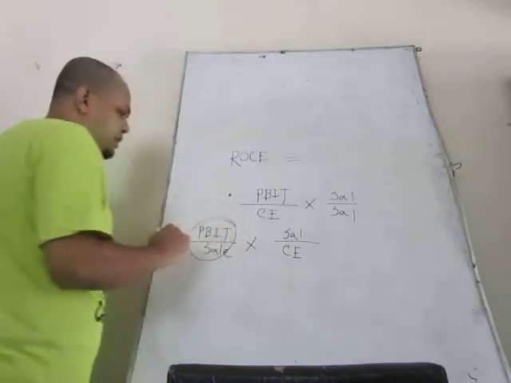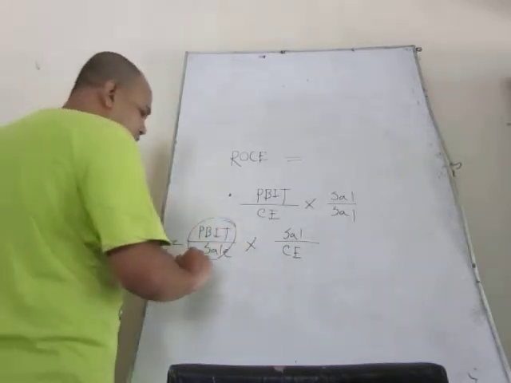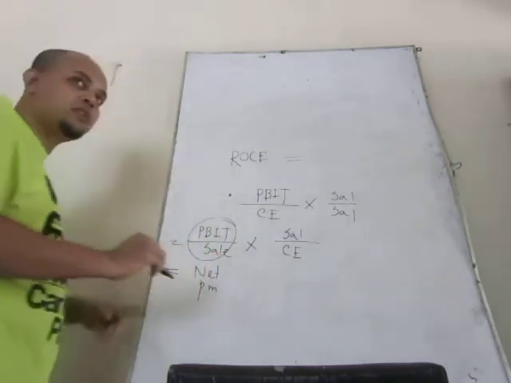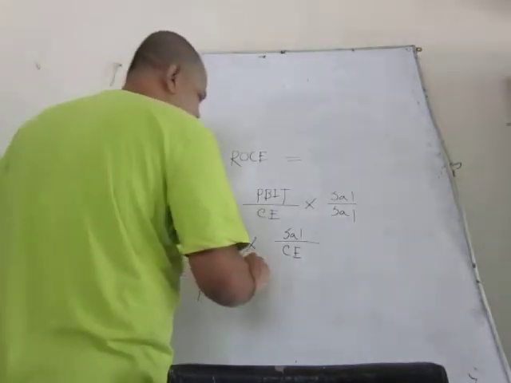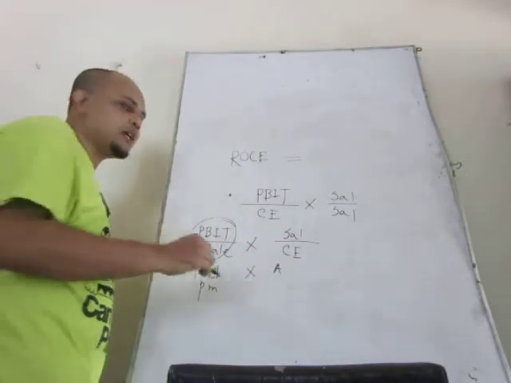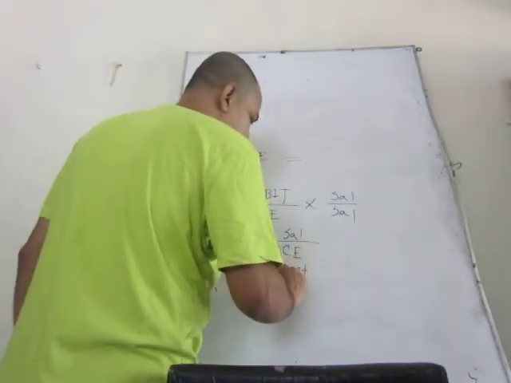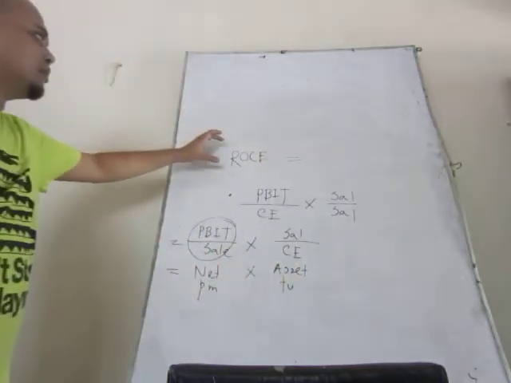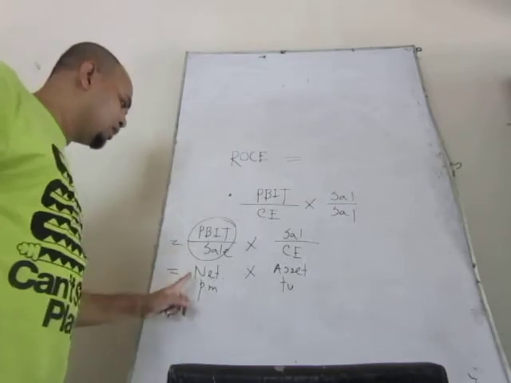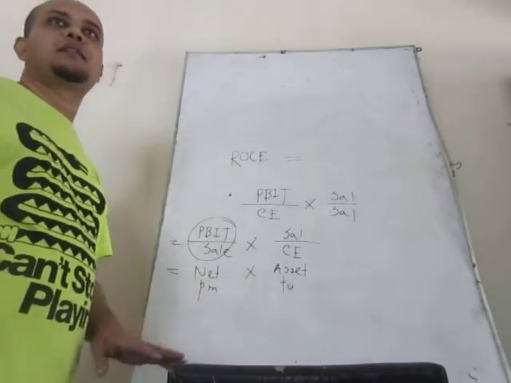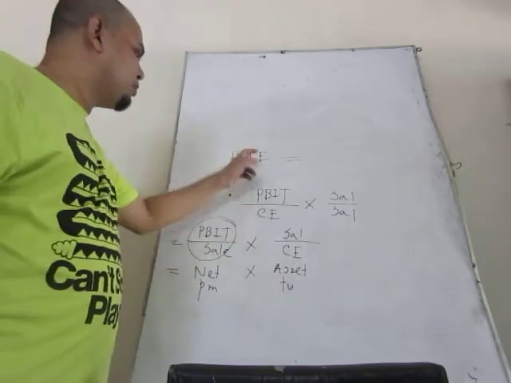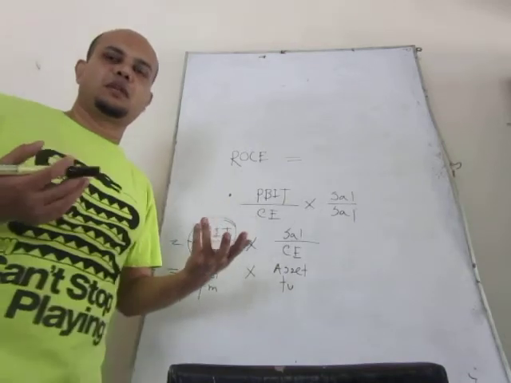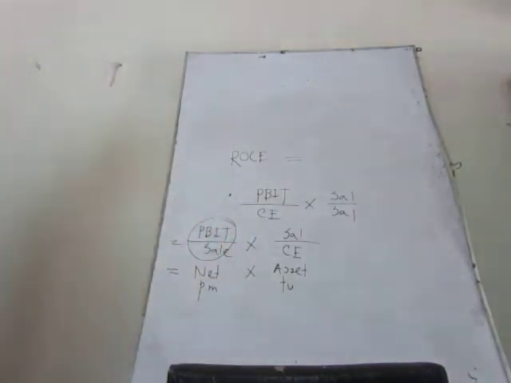We can write down the same thing. This profit before interest and tax divided by sales is called net profit margin, which we have already discussed. And this is the asset turnover ratio, sales divided by capital employed. So you can also find out return on capital employed equals net profit margin times asset turnover ratio. So if any two components are there, you can find out the other component, then you can elaborately discuss that. Clear? So this is one of the important ratios.